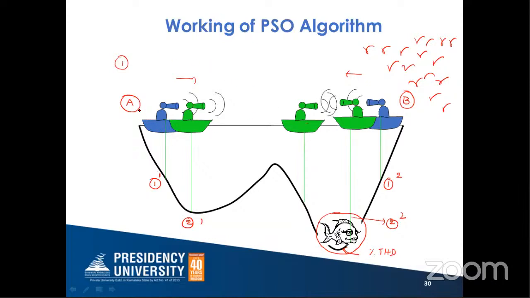In place of person A and person B, we have birds. They are searching in the search space for food, and each one is transferring information among the others. When one bird finds food, immediately that bird passes the information to other birds, and all the other birds follow. This is how the search process works.